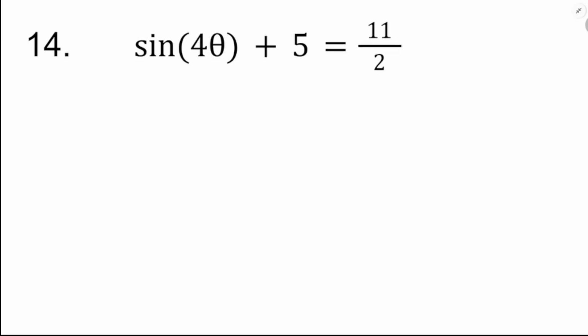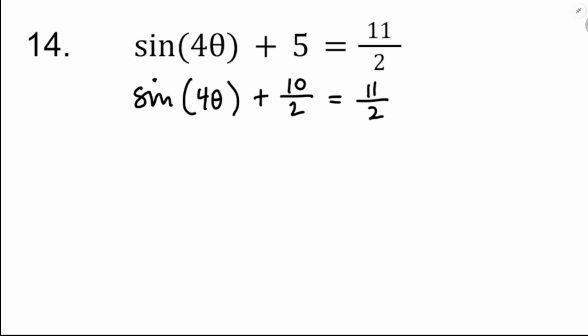Okay, now this next one, I've got sine of 4 theta plus 5 equals 11 halves. So what I'm going to do is rewrite the 5 as 10 halves, to make it easier to see what's happening with the subtraction. I'm going to subtract 10 over 2 from 11 over 2, and I'm going to get 1 over 2. Sine of 4 theta equals a half.